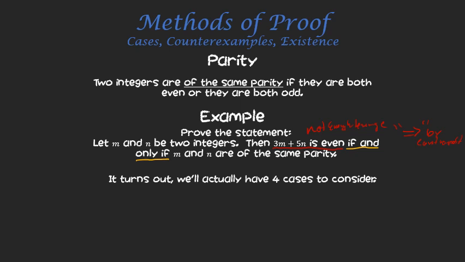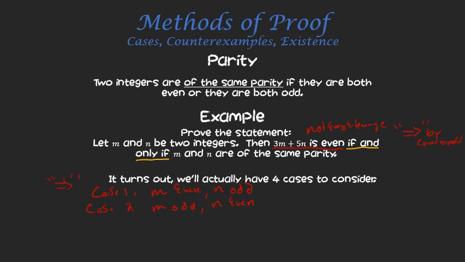And so we'll start by assuming m and n are not of the same parity. That is, they're of opposite parity. And so we'll assume that m is even and n is odd, but then we'll also have to assume that m is odd and n is even. So there's a couple cases right there. So case 1, m even, n odd. Case 2 would be m odd, n even, and that's going to be for the forward direction, which is being done by contrapositive.